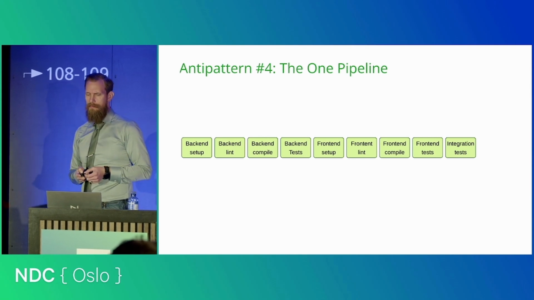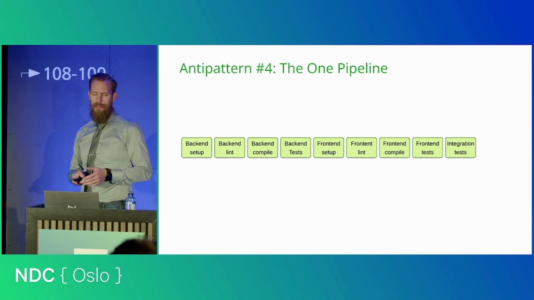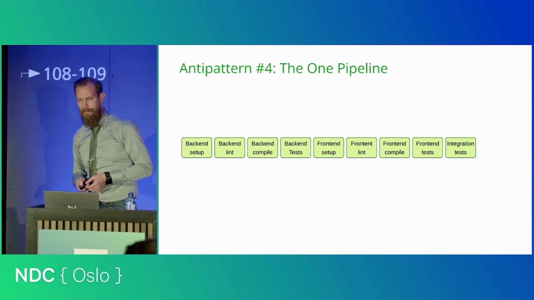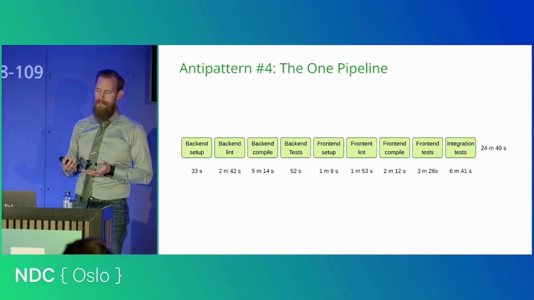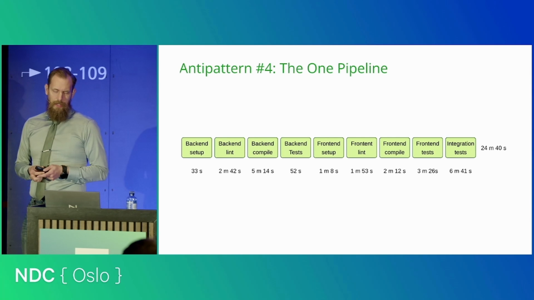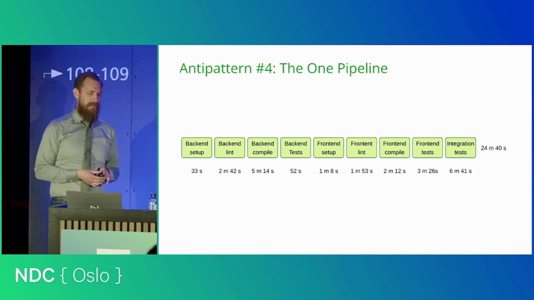Might be a Rust project. But we have a backend, we have a front end, and we do some integration tests. So we do the backend first, then we do the front end, and then we do the integration tests. And if we time it, it might look something like this. Takes almost 25 minutes to finish. That's not a 10-minute build, definitely not.